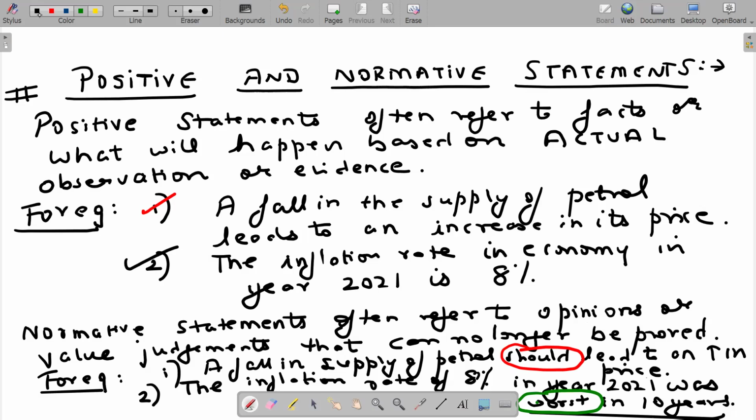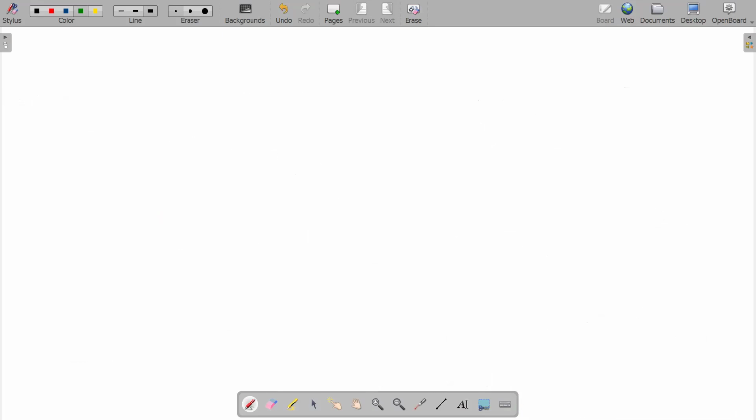Okay, so I hope students are all clear with the difference between positive and normative statements. Okay, then let's talk about what is meant by ceteris paribus. So within terminologies, we now talk about ceteris paribus. We use this quite frequently in economic models.